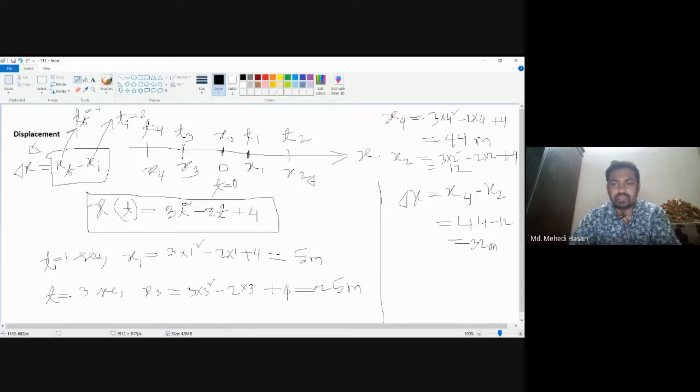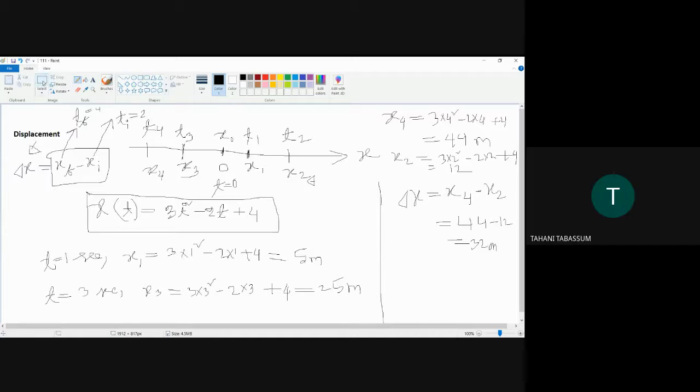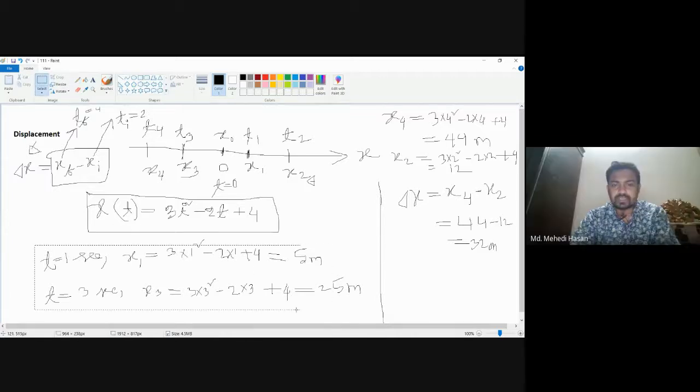Does anyone have any question regarding these two topics, finding the position at a certain time and finding the displacement? Any question? No, sir. Okay, so these are the two main topics.